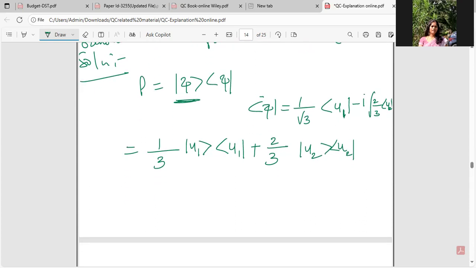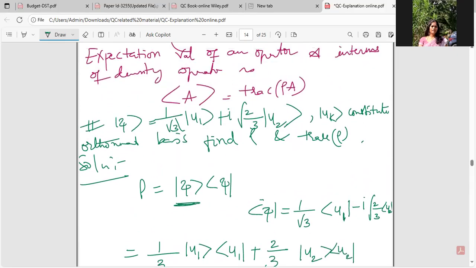Okay. Now, he has asked us to write it in matrix format. So how do I write it? Just see here. In matrix format it is 1 by 3, minus i root 2 by 3, i root 2 by 3, 2 by 3.